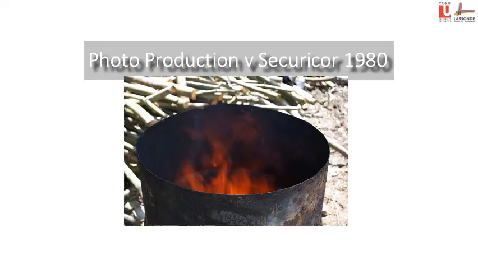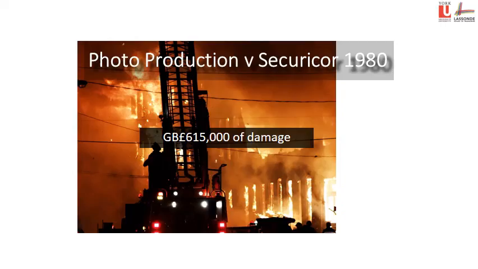The security guard successfully created the fire in some drums that were in the warehouse. However, he unfortunately didn't notice that he'd actually set light to the warehouse, and in fact, the whole warehouse burnt down. This led to £615,000 worth of damage from a company that was meant to be protecting the warehouse from vandalism or other effects.